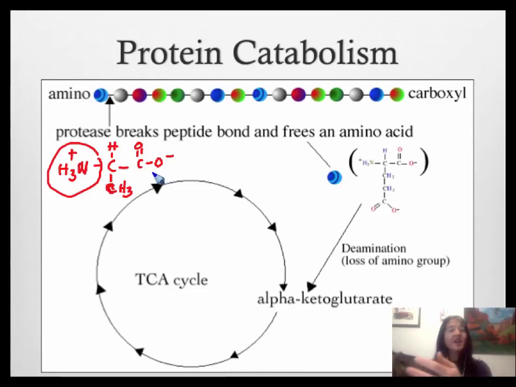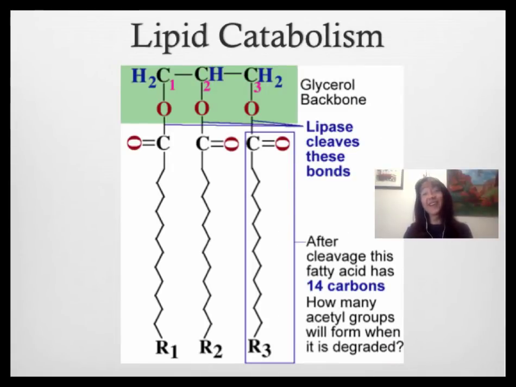Now, today, our challenge in class, and what we're going to spend our time working on throughout class today, is lipid catabolism. So as we take a look at a fat, recognizing that in order for a lipid to be digested by a bacterium, it would have to secrete lipase, and lipase would break the ester linkages in the lipid, leaving the long fatty acyl side chains and the glycerol backbone.